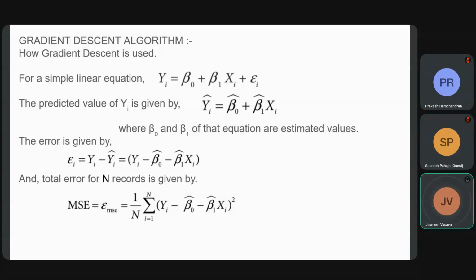So the total error, or the mean squared error, will be given by 1 by n, for the n number of records, and the summation of all the differences between the actual and the predicted values whole square, for the records i equals 1 to the total number of records n.